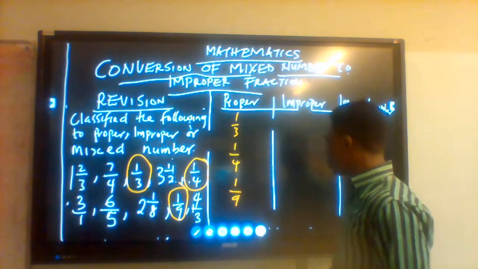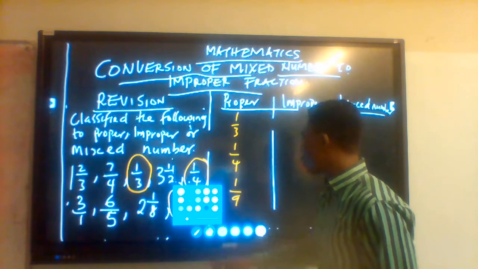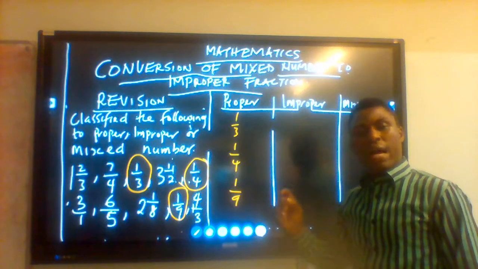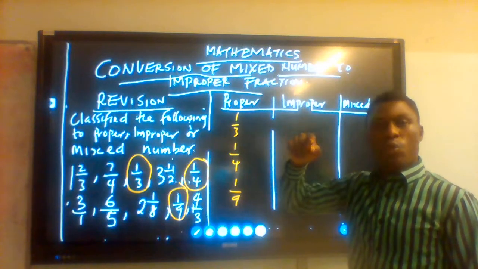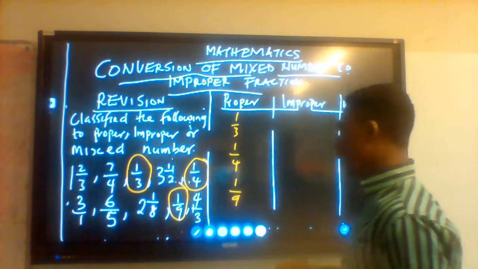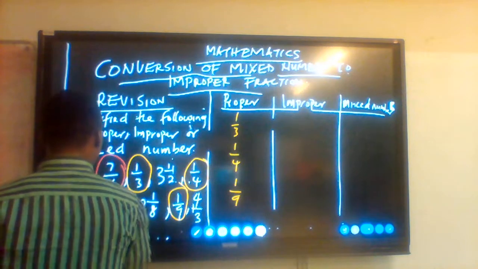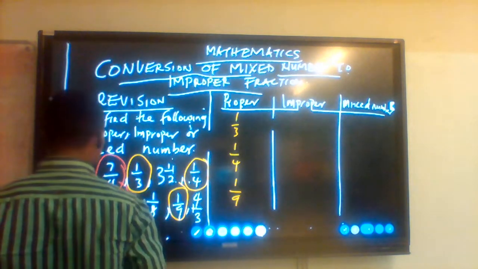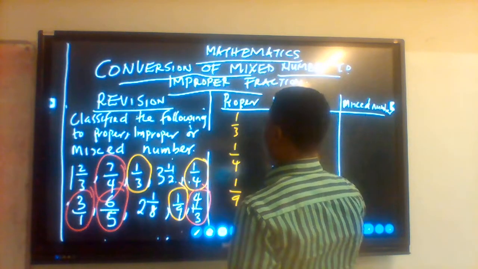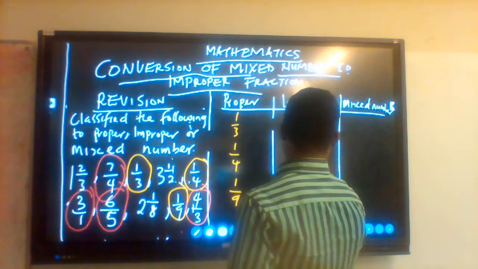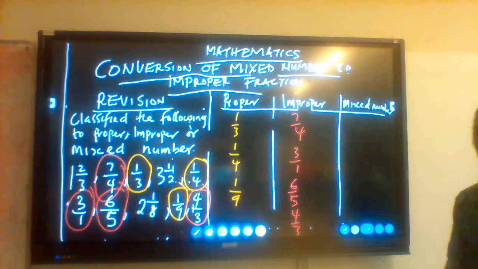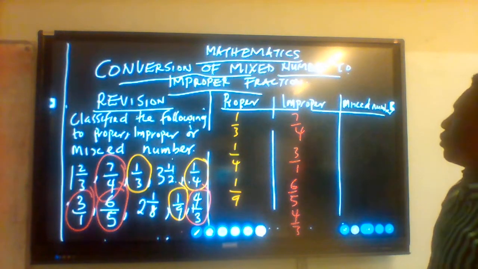Alright, let's go on to number 2. The second part of the question asks us to find the improper fractions. Remember, under improper, the numerator will be greater than the denominator. A big number is sitting on a small number. Examples here, we have 7/4, 6/5, 3/1, and what else? 4/3. So let's write it out: 7/4, 3/1, 6/5, and 4/3. These are the improper fractions in this set of numbers.